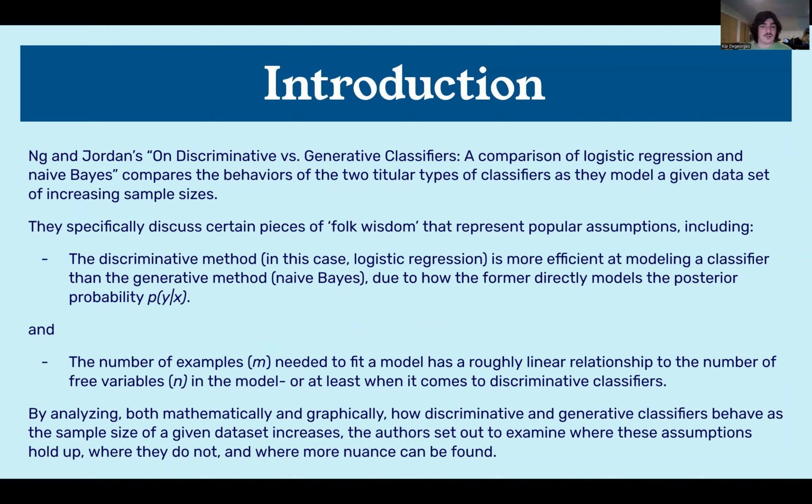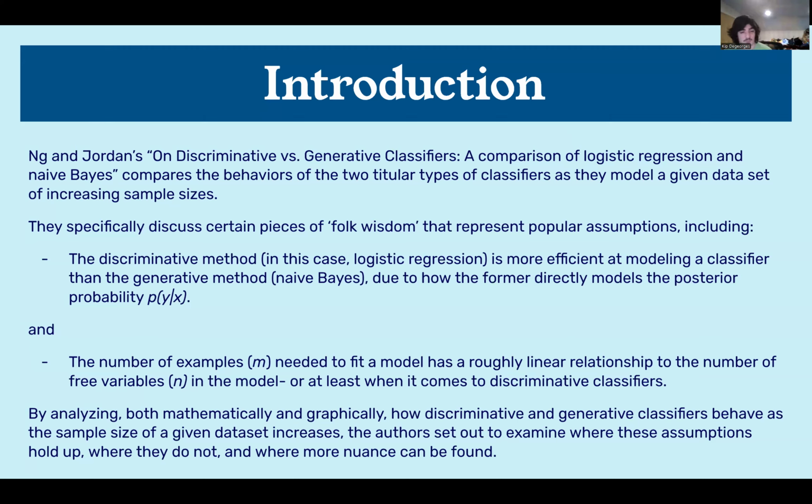They start with two pieces of folk wisdom, known in popular data science. One is that the discriminative method is just more efficient at modeling a classifier than the generative method, due to how the former directly models the posterior probability. The second is that the number of examples needed to fit a model is roughly linear to the number of free variables in the model, with some coefficient. This is at least true when it comes to discriminative classifiers.